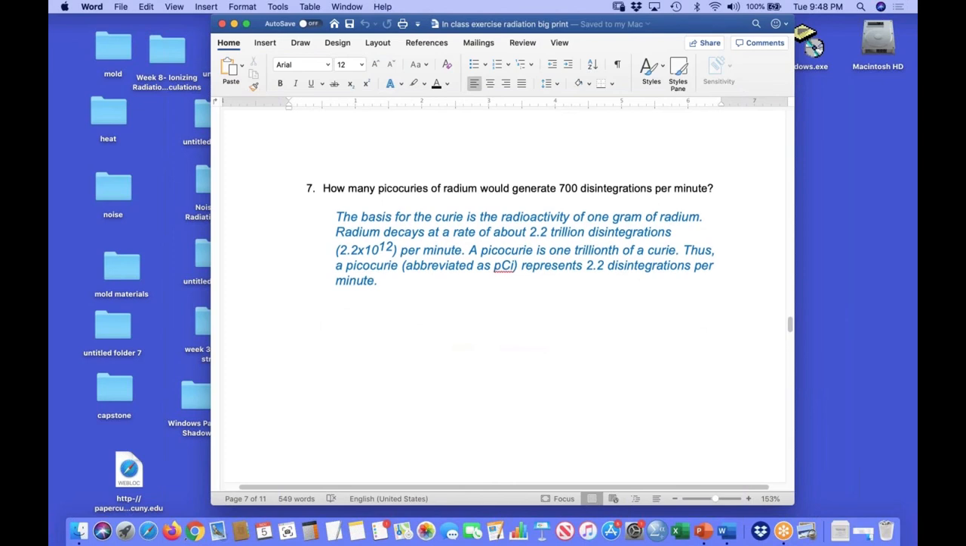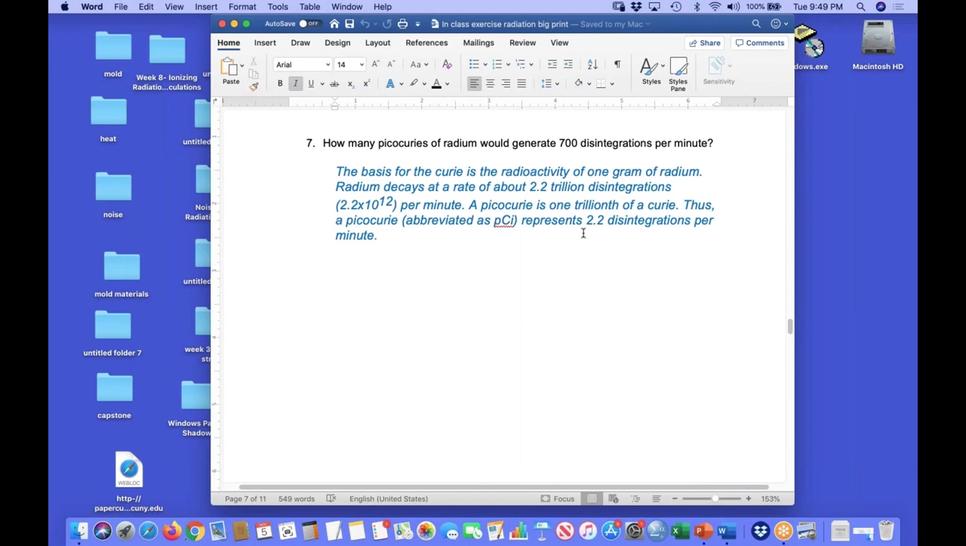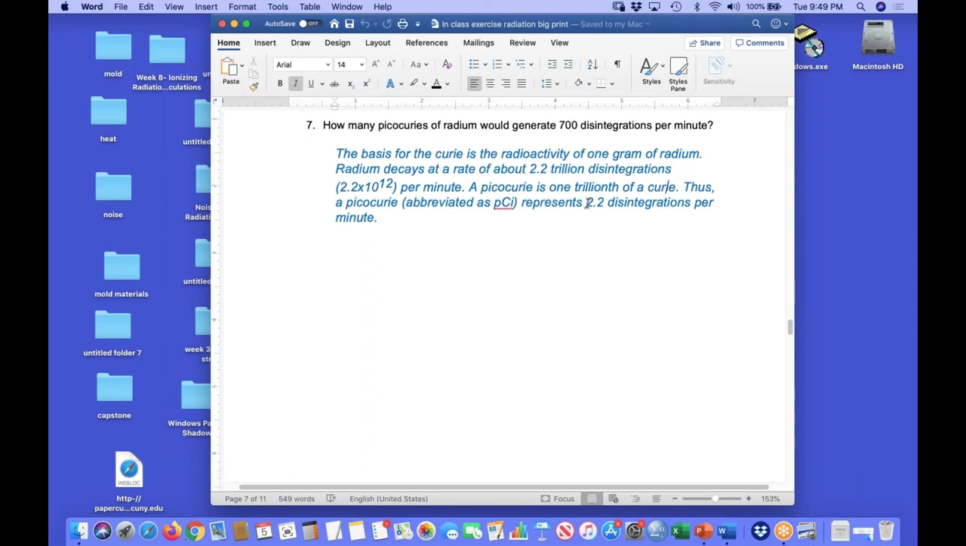Okay, how many picocuries of radium would generate 700 disintegrations per minute? One of the slides early on discussed the basis that the Curies used for estimating the amount of disintegrations they were getting. They based it on the decay of radiation in radium. 1 gram of radium decays at the rate of 2.2 trillion disintegrations per minute, 2.2 times 10 to the 12th. A picocurie is a trillionth of a curie, so a picocurie represents 2.2 disintegrations per minute.